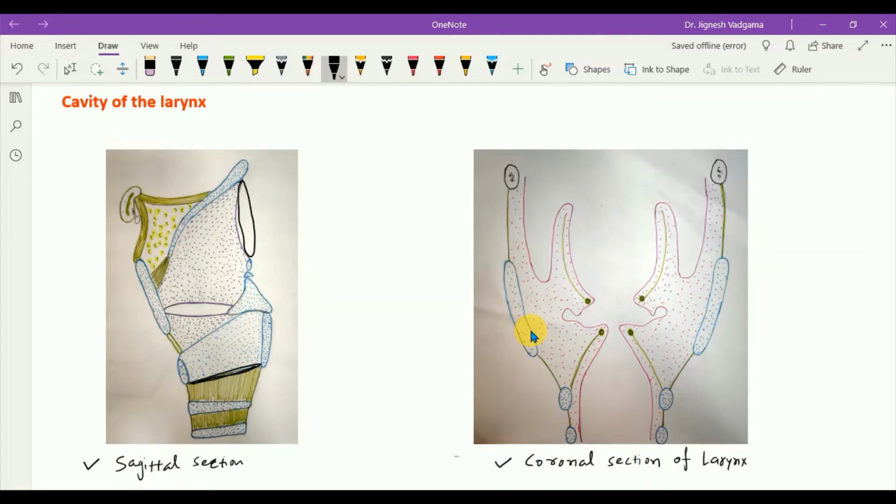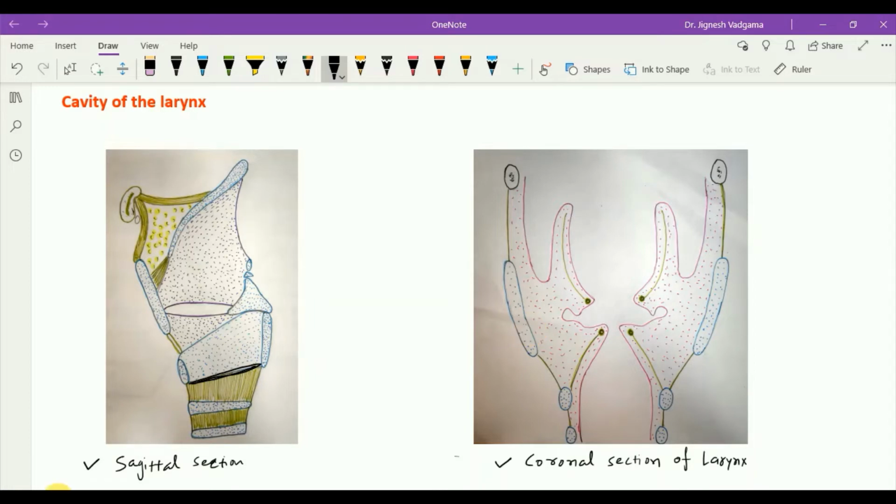The anterior wall of the laryngeal cavity is formed by these structures, and the posterior wall is formed by these structures. So this is the anterior wall, and this one is the posterior wall of the laryngeal cavity. We can easily mark that the anterior wall is a little longer than the posterior wall, as the laryngeal inlet slopes downward and backward obliquely.